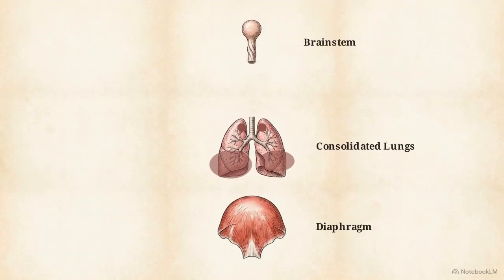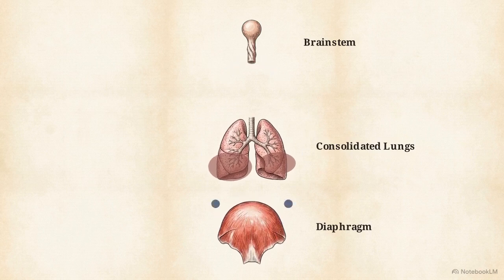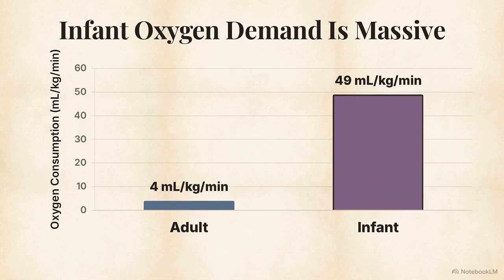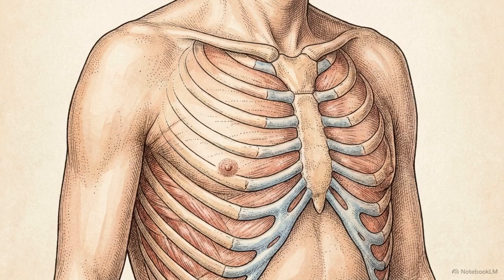The body senses this lost gas exchange surface through chemoreceptors, which force an increase in respiratory rate. Because infants have high metabolic demands, consuming up to 50 milliliters of oxygen per kilogram per minute, tachypnea is the most sensitive early sign of this alveolar failure.